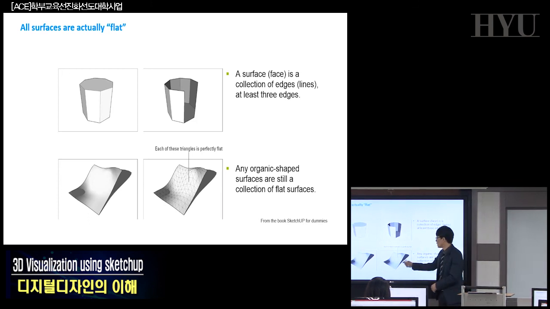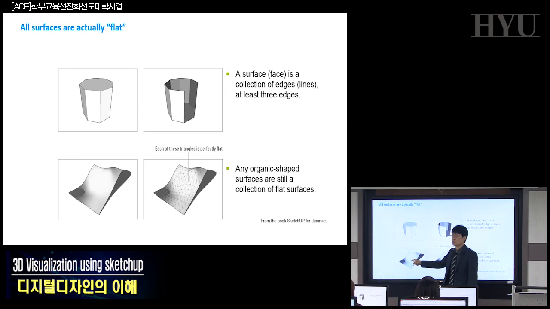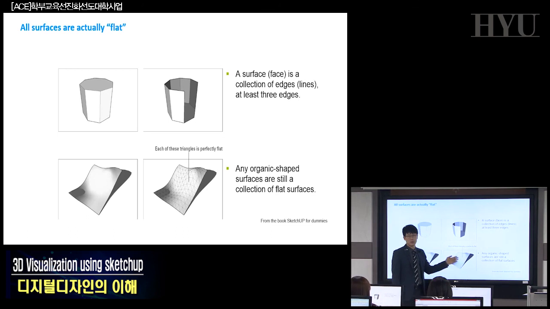So take a look at this organic form, organic shape surface. In detail, they are all triangular shaped surfaces. They are all flat, okay? One by one, the flat triangular panels are all in totally flat planes, okay? Any organic shaped surfaces are still a collection of flat surfaces simply because this is a surface-based model, okay? Of course, you can control the number of surfaces.